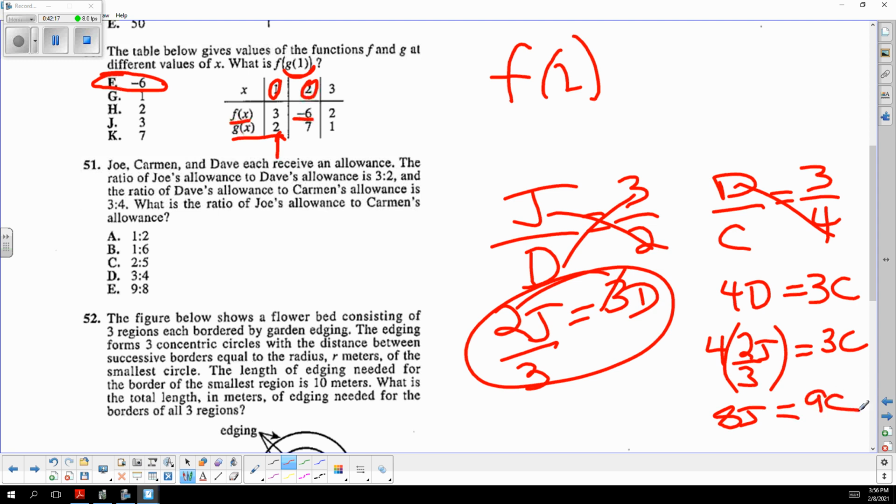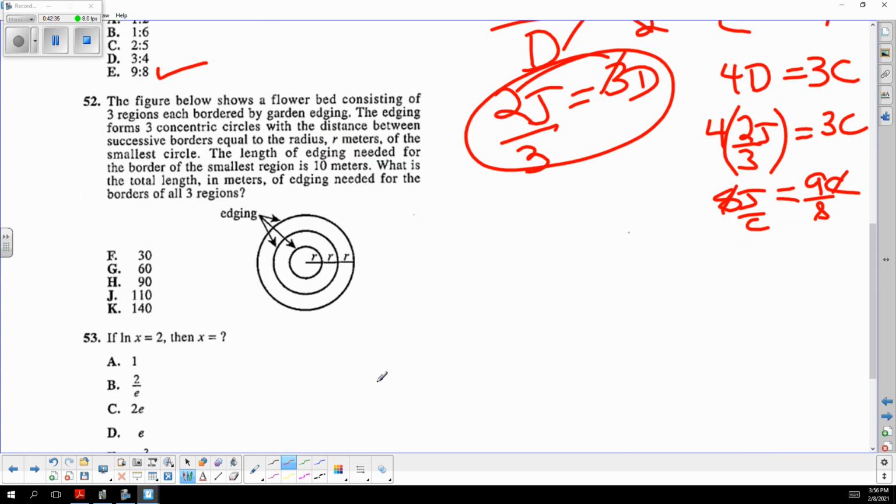And what ratio do we want? We want Joe to Carmen. So we're going to divide by 8 and divide by C. Joe is to Carmen as 9 is to 8. Lovely.